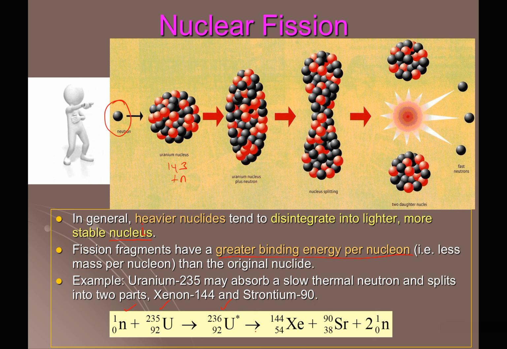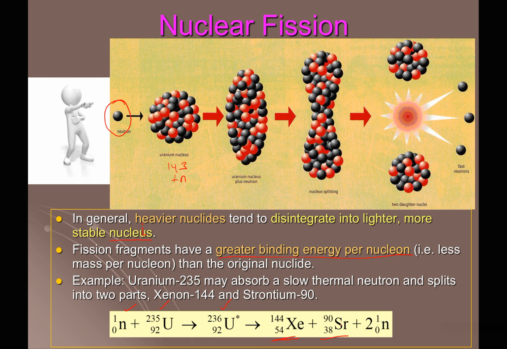Uranium-236 may not last a second. This will give us xenon, I think. Xenon-144 with 54, and strontium-90 with 38. For us, we don't need to remember these. That is for chemistry, but whatever is required will always be quoted for us in the equation. To balance the equation, 2 neutrons are given in this case.